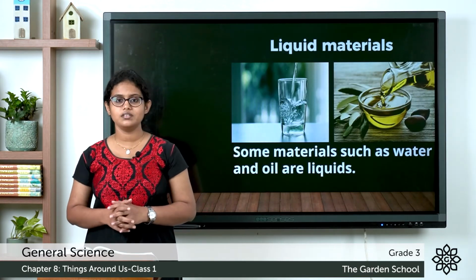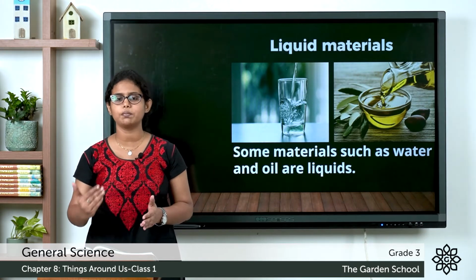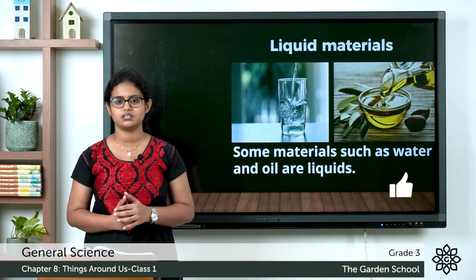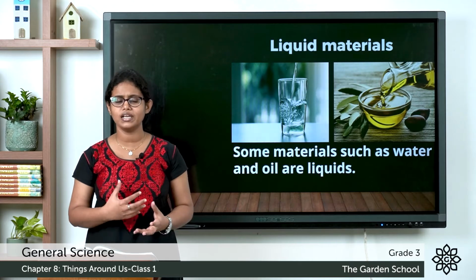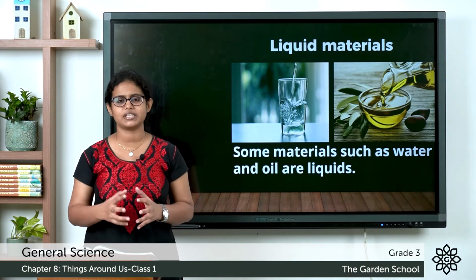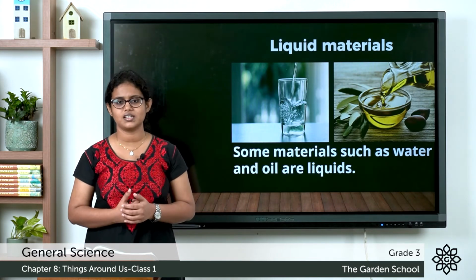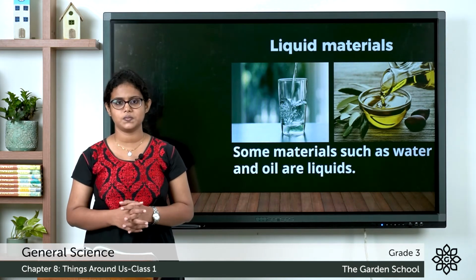The next one is about liquid materials. So what are liquid materials? Materials that are in liquid state. They are called liquid materials. Oil, water, all these are examples of liquid materials. And they are also called fluids because they flow from one place to another.